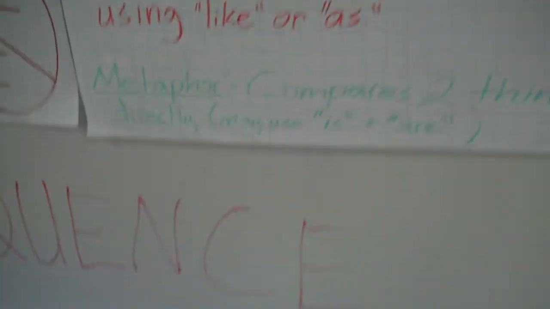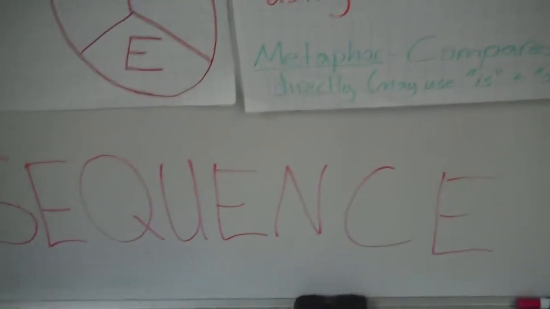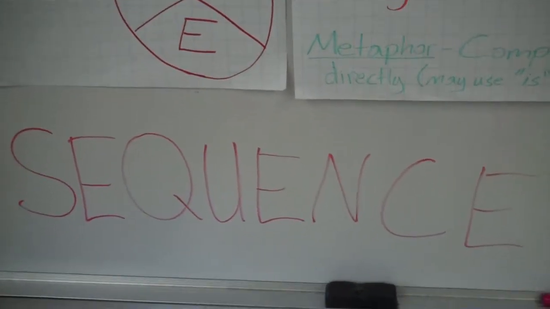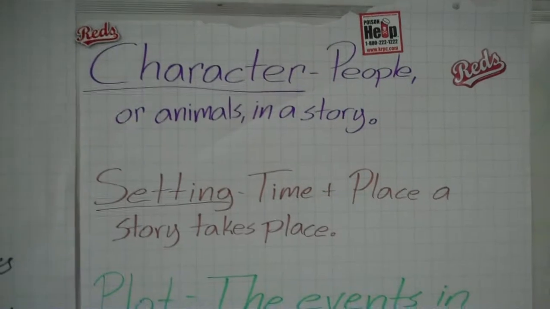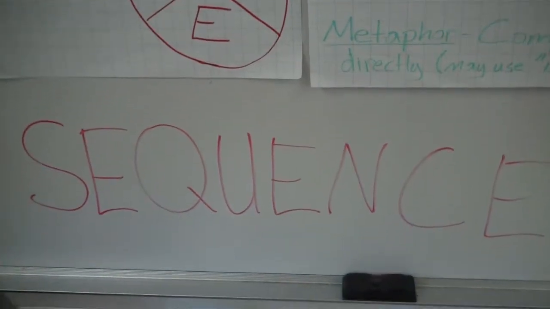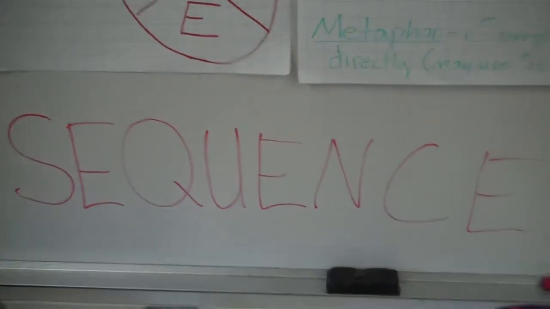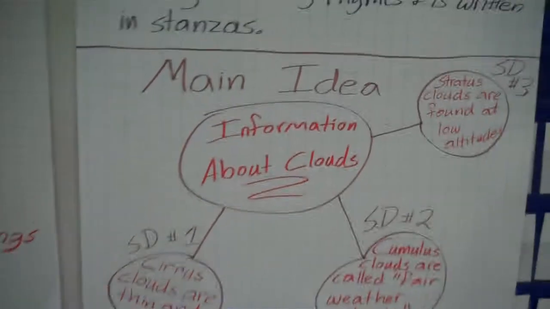And really quick, I want to spiral back down to this word. Sequence. Most of us know what it means, but kids really struggle with that. Sequence is kind of grouped up here with character, setting, and plot. The sequence of the story is the beginning of the story, the middle of the story, and the end. What happened throughout the story. Last thing I want to focus on really quick is the main idea.